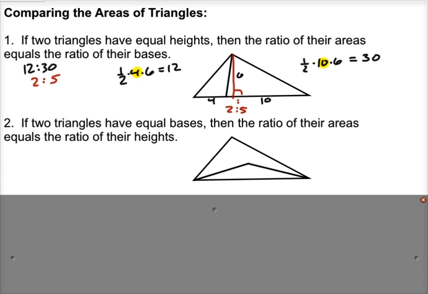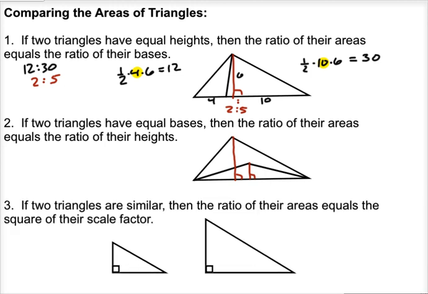If two triangles have equal bases, then the ratio of their areas equals the ratio of the heights. So this is the same type of problem, except the heights are different and the base is the same. Here's the height of one triangle and here's the height of a second triangle. Since they both share the same base, when I go into the formula 1/2 base times height, the only thing changing is the heights, so the area will be in the same ratio as the heights.